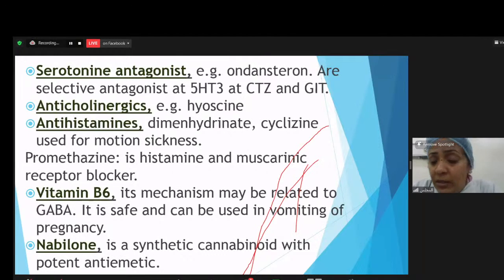So these two centers, if you block the muscarinic receptor, you might cause relief from vomiting. Keep in mind the anti-muscarinic effect might have a lot of side effects, and we are going to talk about that.